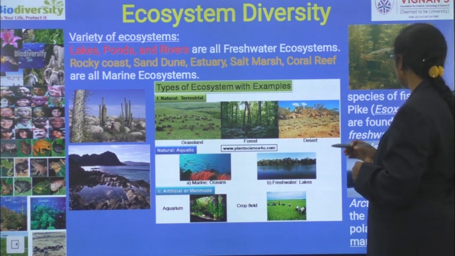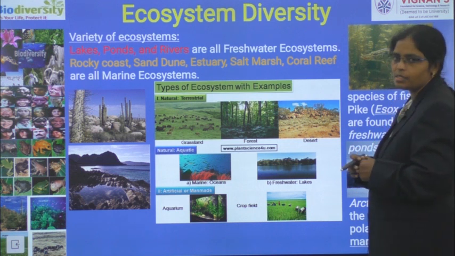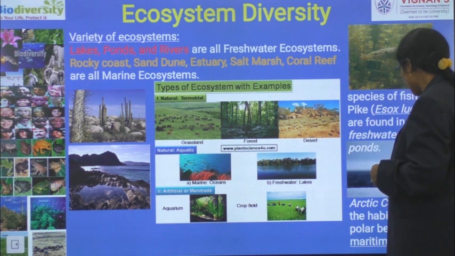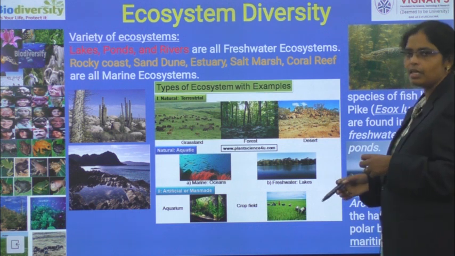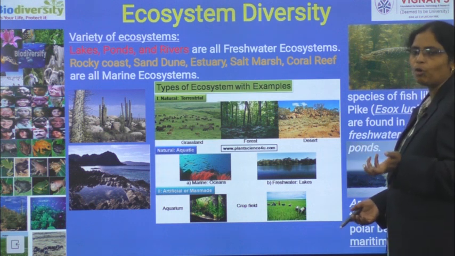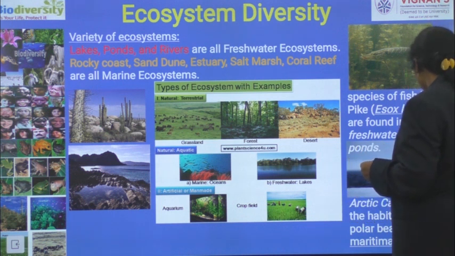Here you can observe the water bodies, the fishes. Esox lucius is abundant in the freshwater lakes. And here, Arctic Canada, this is the region or habitat for the polar bear, where the polar bears are present in the Arctic as well as Antarctic environment.